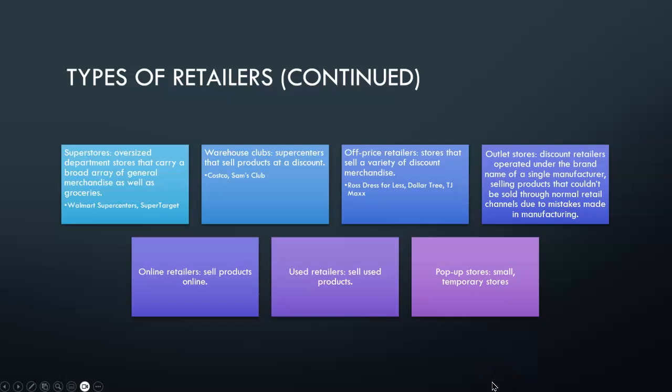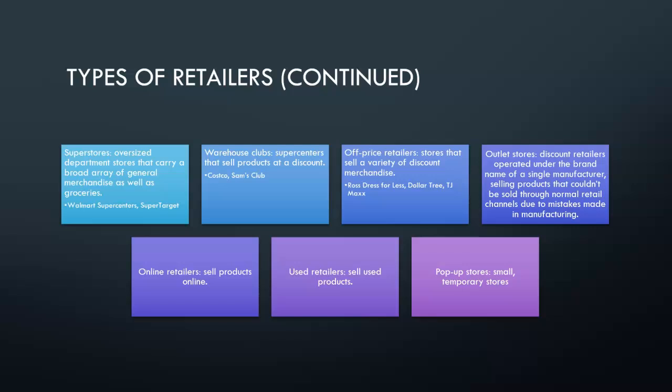Other types of retailers continued. We have superstores, and you see those all over the place. There's the Walmart supercenters, and the reason why these are called supercenters or Super Targets is because they don't only sell clothing, maybe towels or furniture or paper products, and then hygiene products. They also sell groceries. So it's combined with food, grocery, one side, and then one side is the clothing, furniture, depending on how they set it up.